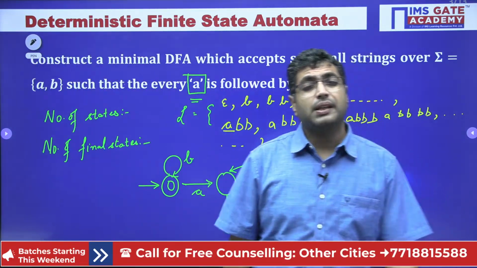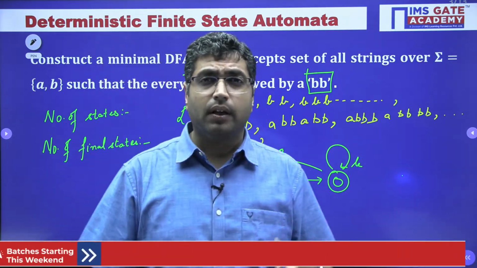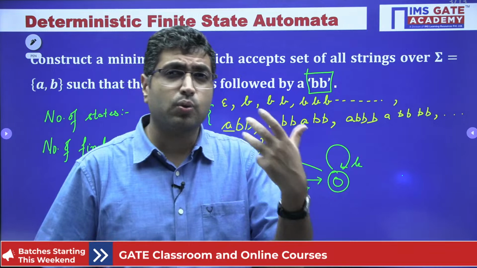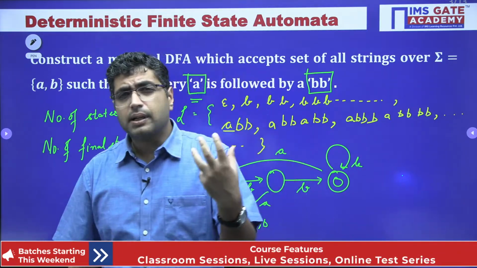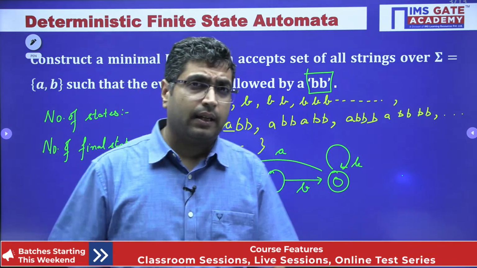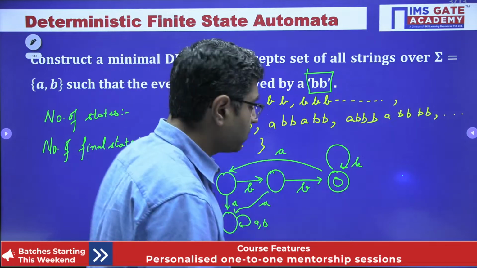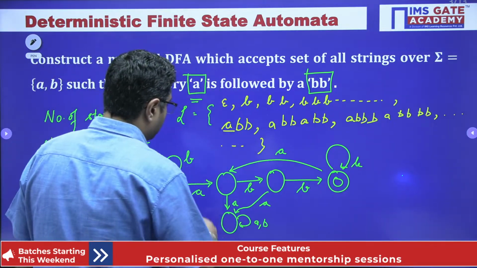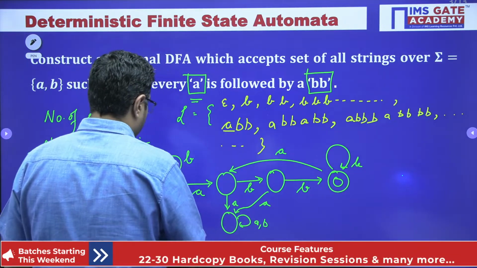Now the question is whether we can minimize this DFA and get a better DFA. Let's see the behavior of every state, and if two states have similar behavior on the input, then we can consider merging those states. That will give you the motivation for minimization. Let's try to see that through this example. Now let me take it to the next page.